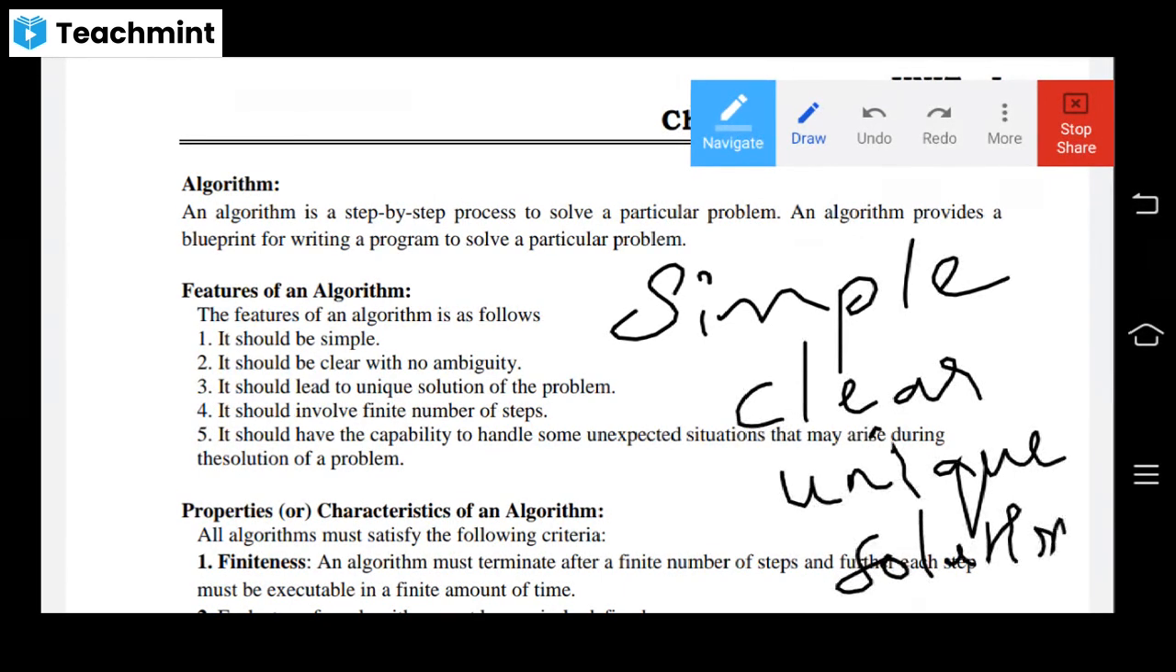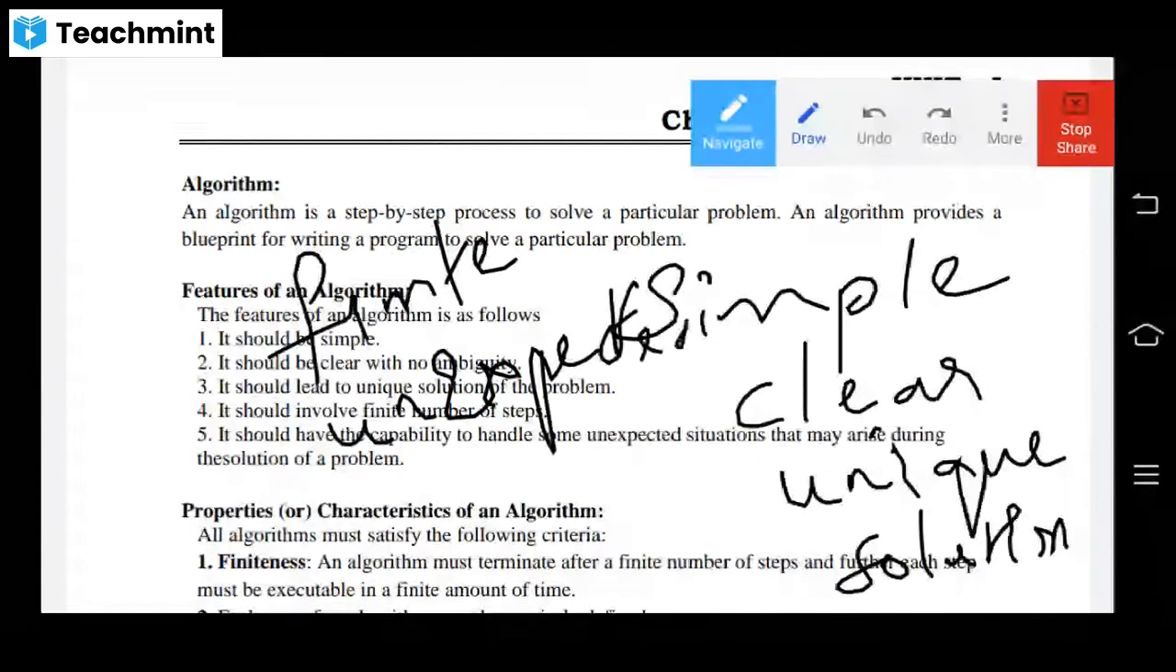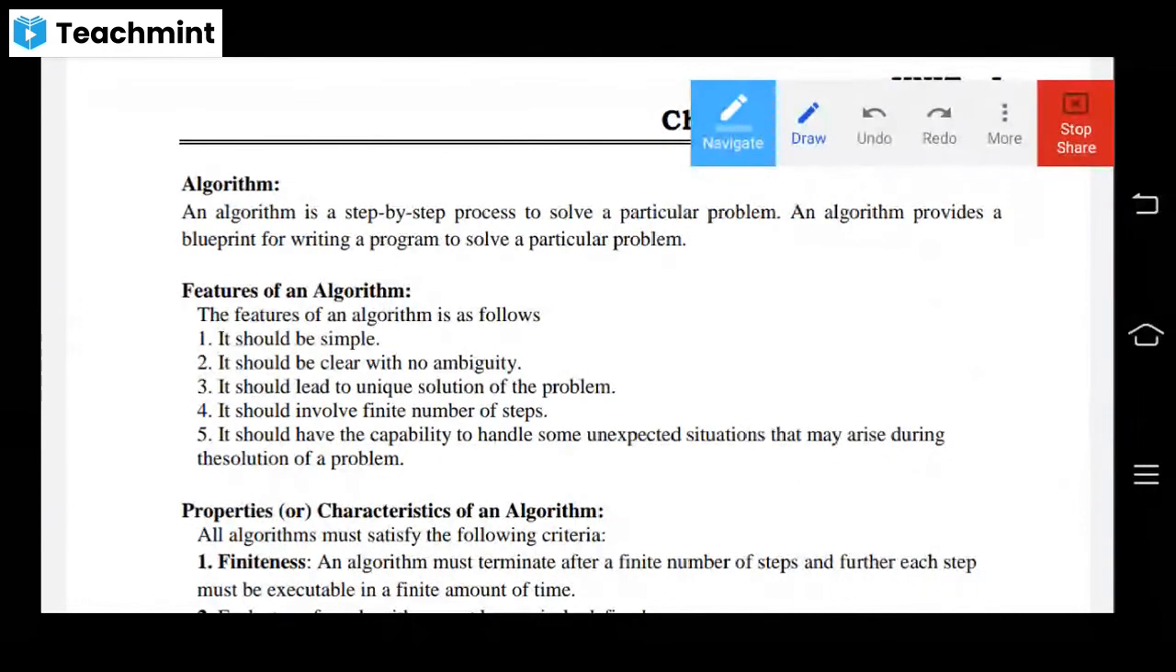ఓకే. And it involves finite steps, and also it involves finite స్టెప్స్. అంటే ఖచ్చితంగా it is a countable number of steps ఉండాలి, అన్‌కౌంటబుల్‌గా ఉండకూడదు అనమాట. ఓకే. It has the capability to handle unexpected situations. Whenever we develop the algorithm, it must have the capability to handle the unexpected situations. Okay.